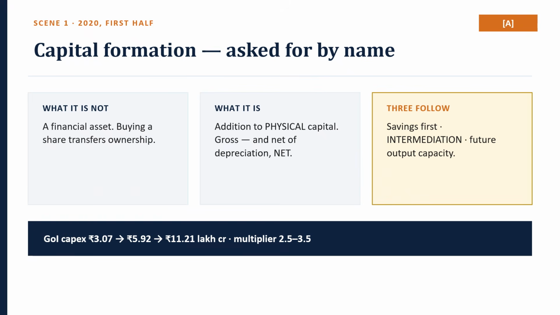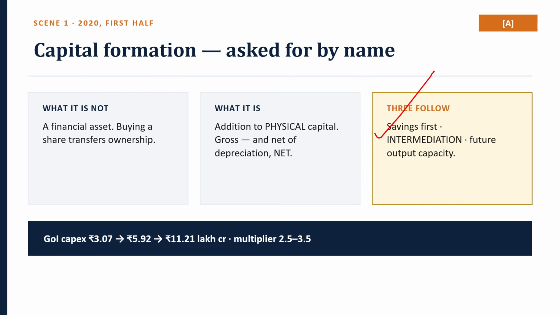And the second one is savings become capital formation only through intermediation: banks, bond markets, equity, and the government's own budget. A high savings rate with a broken financial system produces no investment. Third one, capital formation raises future output capacity. That is why it is treated differently from consumption in every budget document you will quote.